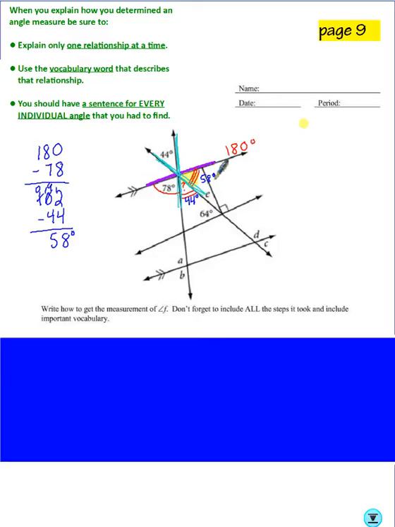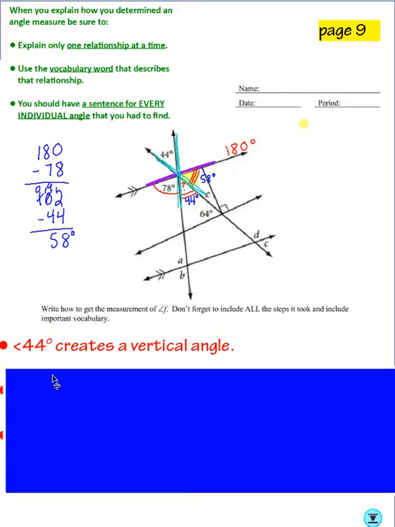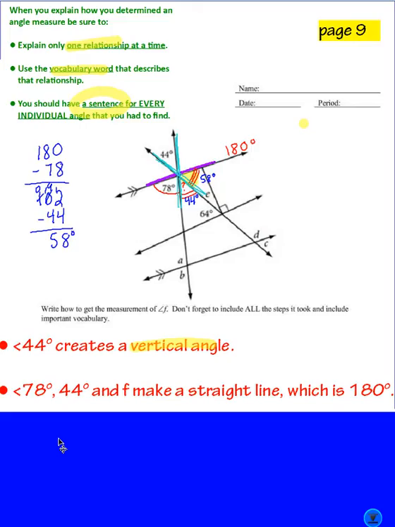So I did all that work. Now I've got to explain that work. So let's see how I went about that. First of all, I talked about the fact that I knew angle 44. So I'm talking about one angle I figured out, and I'm using the vocabulary word that it was a vertical angle. So notice, following the rules, one relationship at a time, use the vocabulary word, a sentence for every individual relationship. So that's one. Next, what do I talk about next?